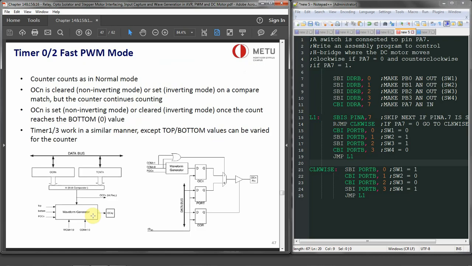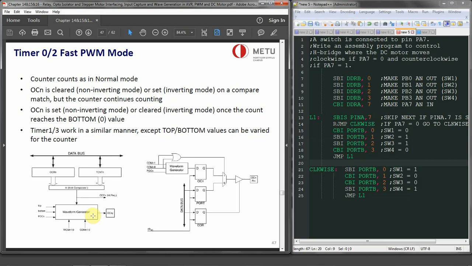To interface a motor with the PWM function, we can use timer 0 or timer 2, and timer 1 or timer 3 in a similar manner. In fast PWM, the counter counts like it does in the normal mode. After the timer is started, it starts to count up. When it reaches its limit, which is FF in an 8-bit timer, it rolls over from FF to 0 and sets high the timer overflow interrupt flag.